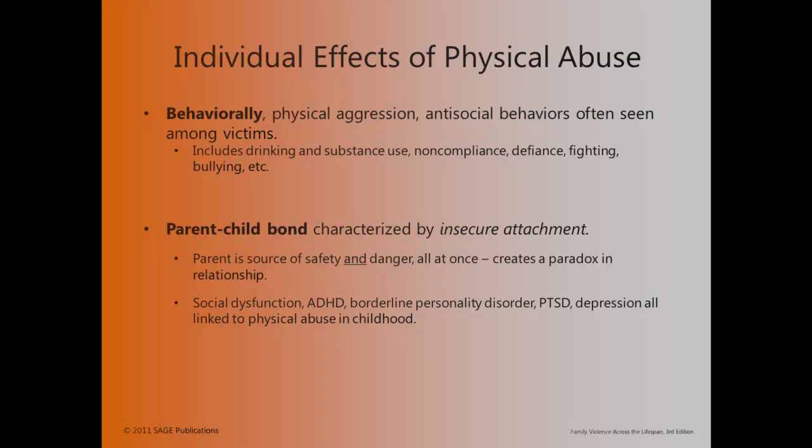And so this person who is supposed to be the source of safety is also the source of danger all at one time, and there's a paradox in a relationship that very often carries over into other relationships in that young person's life throughout their life. Without some really serious intervention, physical abuse victims oftentimes have difficulty connecting with others in a way that gives them meaningful rewards in their human interactions.